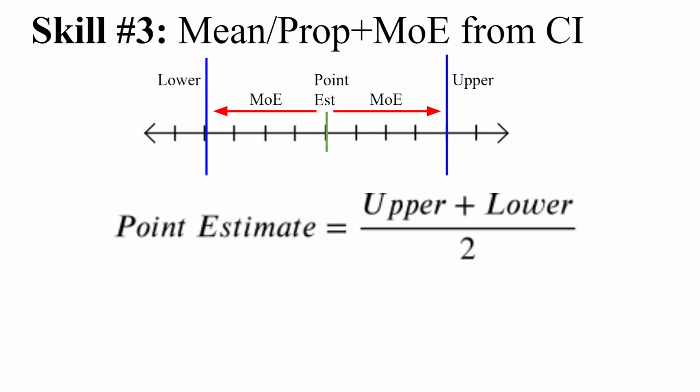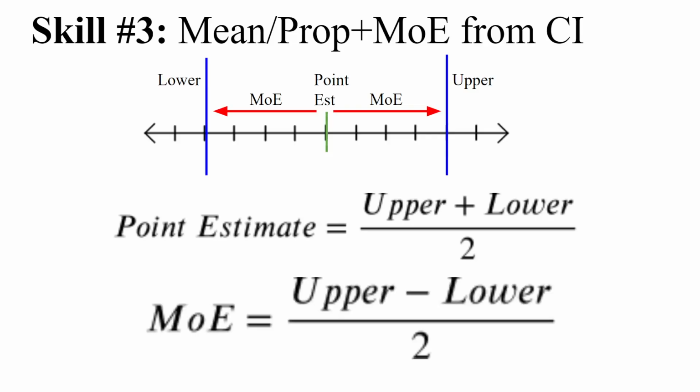Now your margin of error is half the distance between upper and lower. So you can do the absolute value of the difference, or you can just do upper minus lower and then divide it by 2. So if you add them and divide by 2, you get the point estimate, and if you subtract them and divide by 2, you get the margin of error.